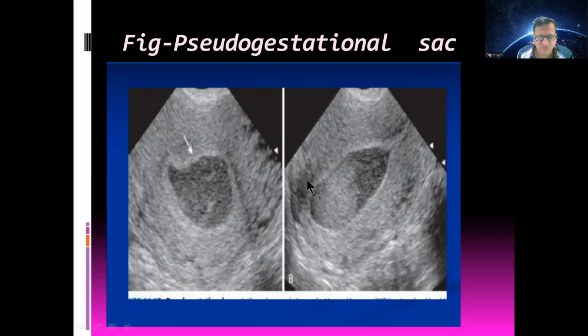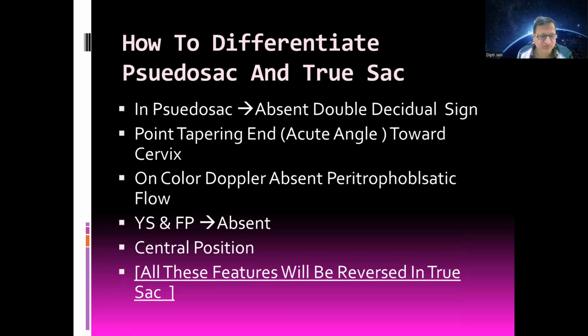So this has a central position with a tapering end toward the cervix. There is no double decidual sign, only a single decidual reaction. The rim is there, but no yolk sac or fetal pole is present in this pseudogestational sac. Whereas the true intrauterine sac has an eccentric position, not a central one, there will be a fetal pole and yolk sac, and the double decidual sign will be present. Also, peritrophoblastic reaction will be there in the true sac.